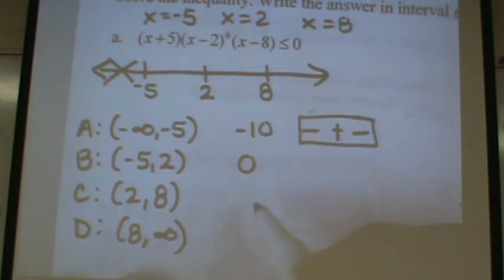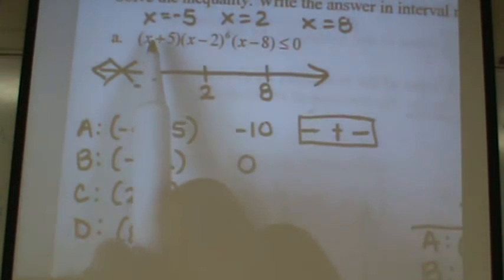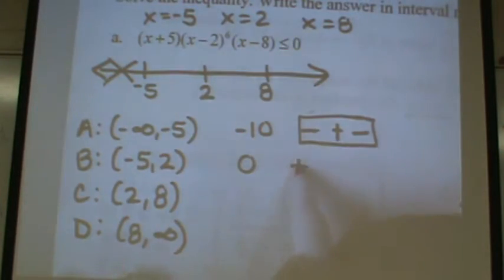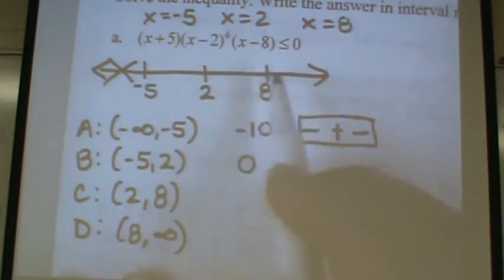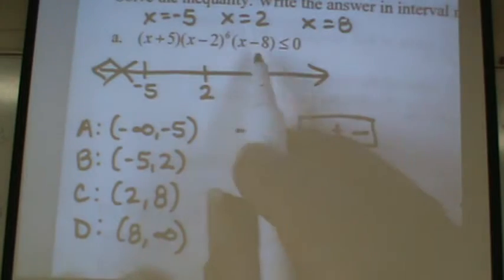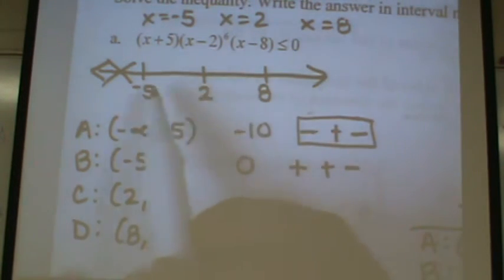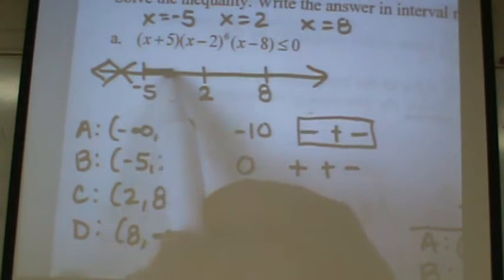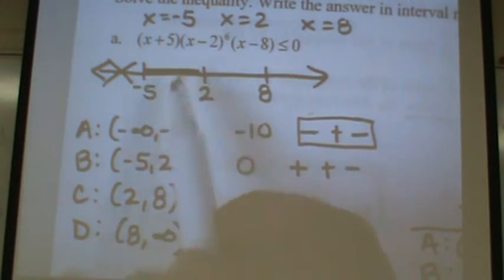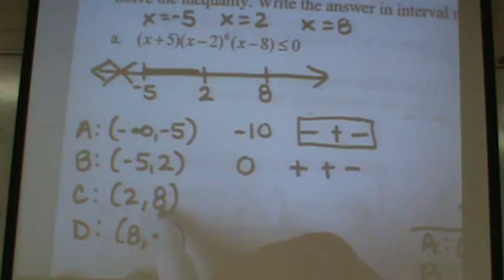0. If you plug a 0 here, that's going to come out positive, a 0 positive, and a 0 here is negative. Does this middle part work? Yes, so we're going to darken it. We're going to darken it.